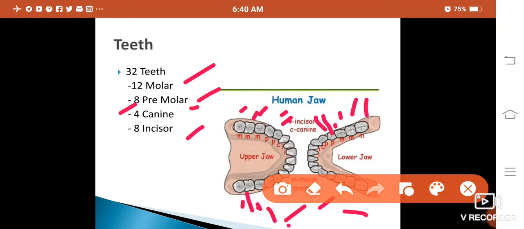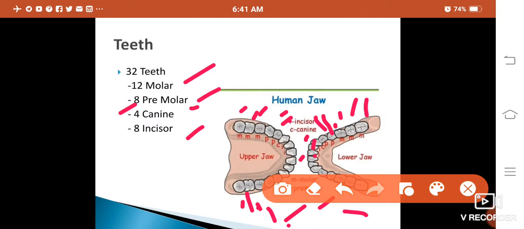4 are canine. Where are the canine? 2 canine this side and 2 canine this side. These teeth are used to tear and pierce. Piercing means making a hole. They help in tearing and piercing.